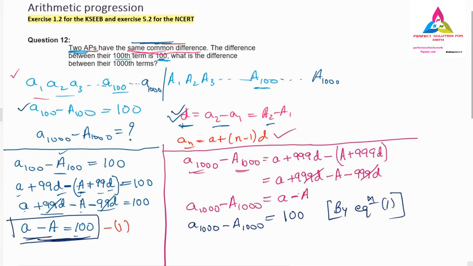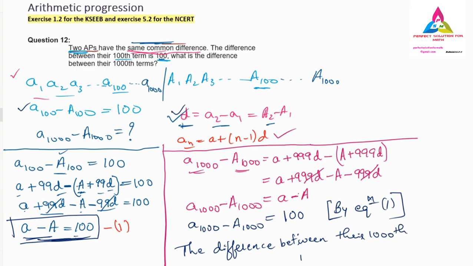The conclusion is, you have to write down here the difference between the 1000th terms is 100 only. That is the final answer you have to write.